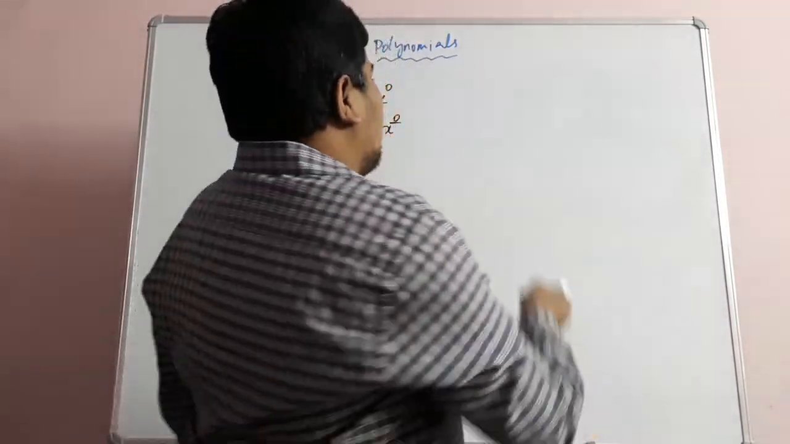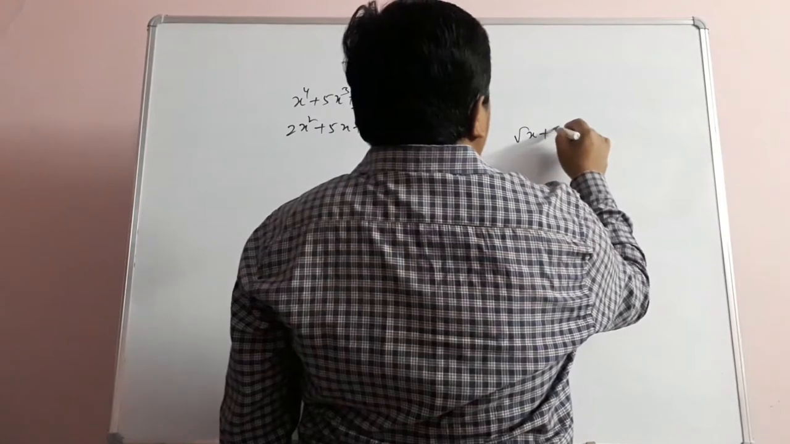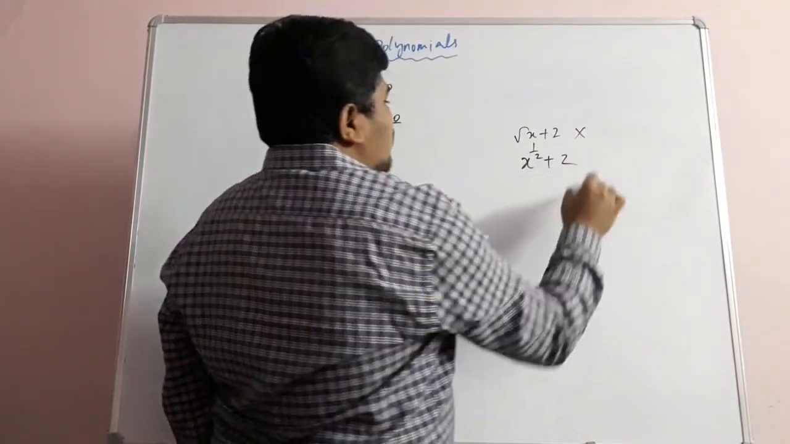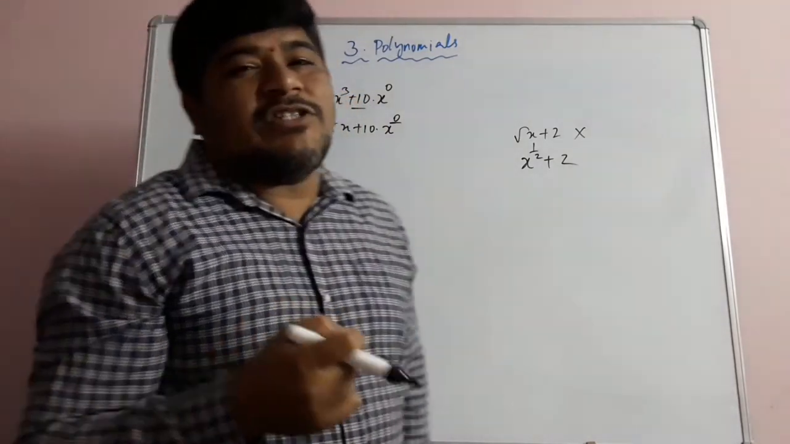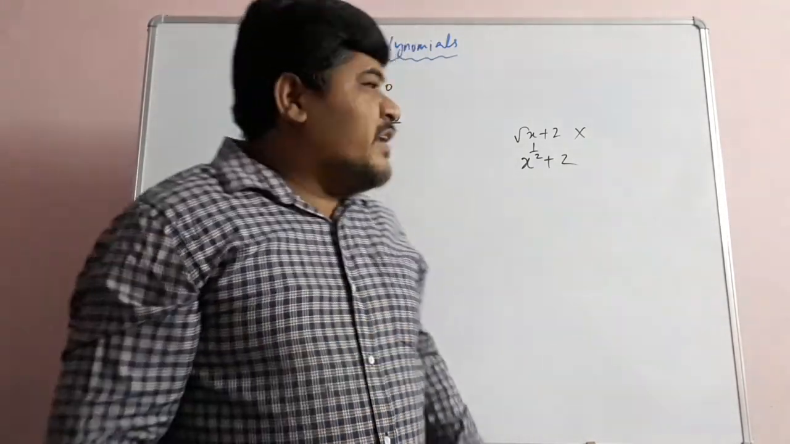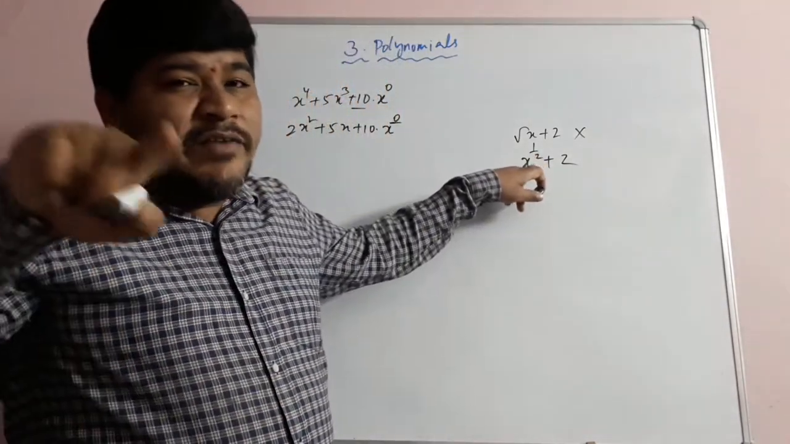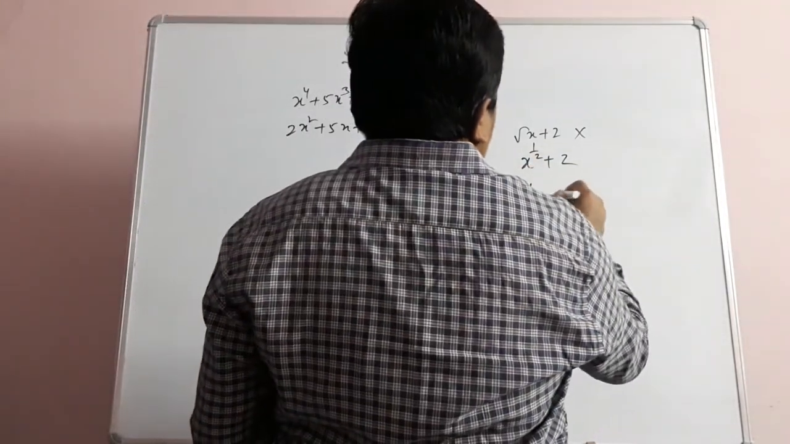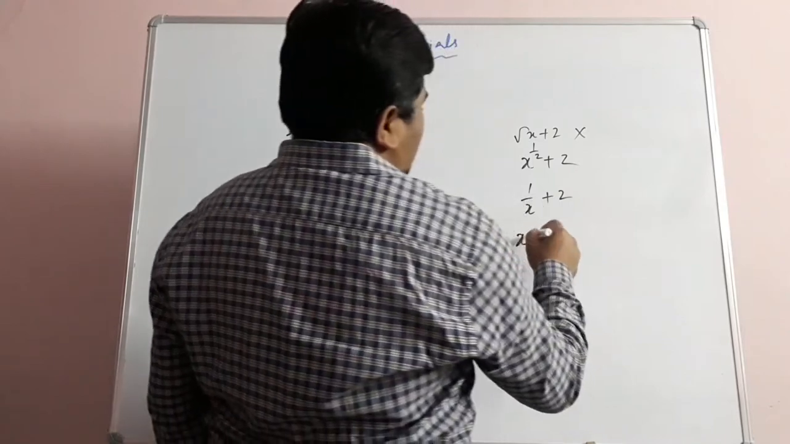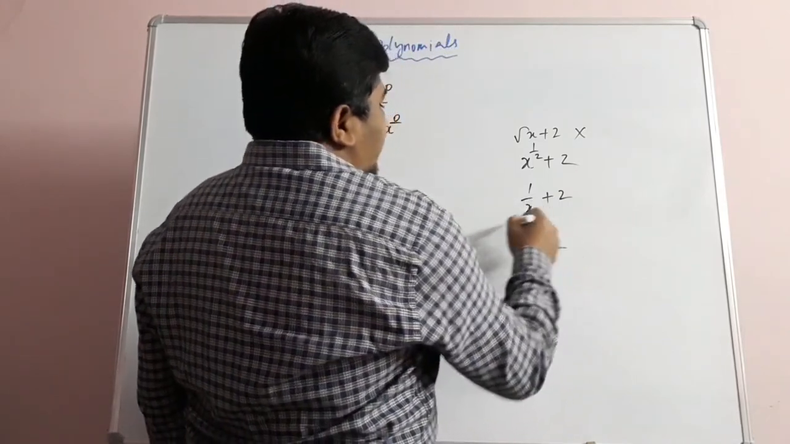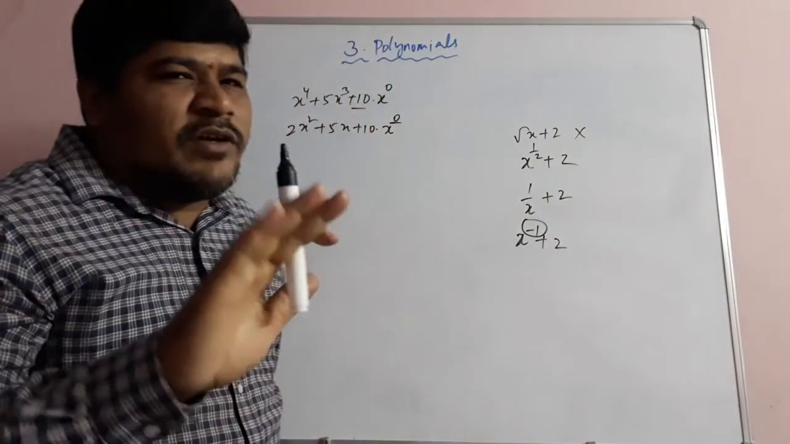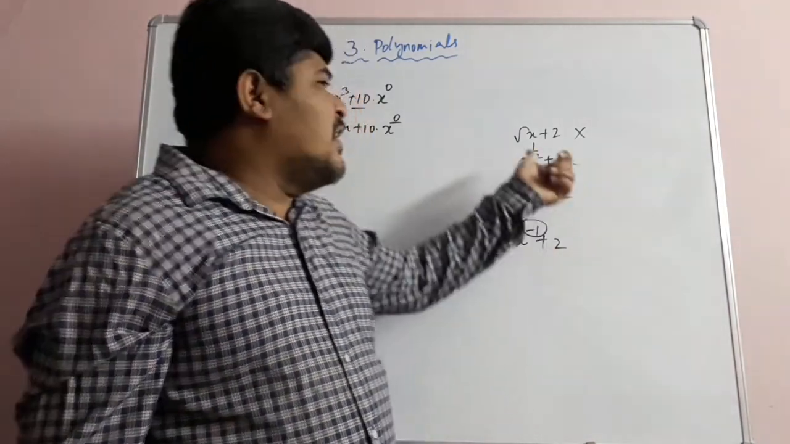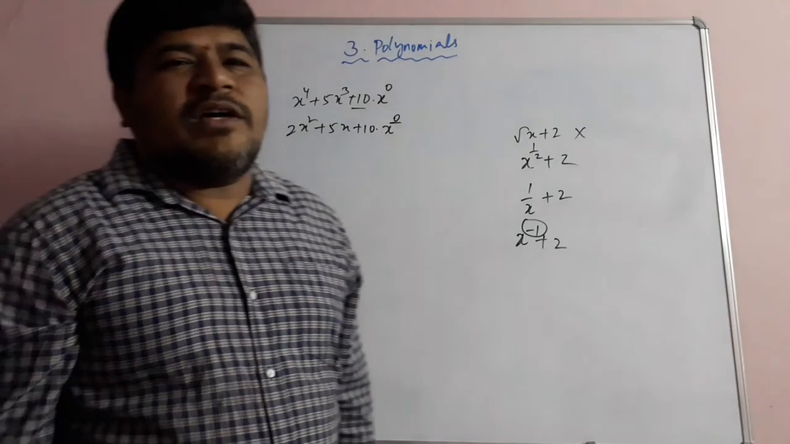If you take root x plus 2, this is not a polynomial, because you can write it as x power 1 by 2 plus 2, where 1 by 2 is a rational number, but the power must be a non-negative integer. And if you take 1 by x plus 2, you can write it as x to the power of minus 1 plus 2, where minus 1 is a negative integer. The power should not become a negative integer for any variable in the polynomial. So these are not polynomials.